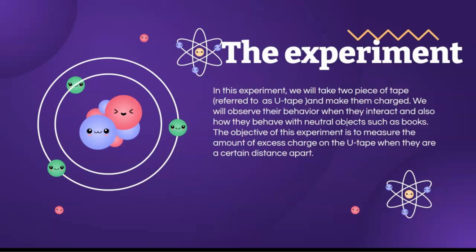We have two pieces of tape and we charge these two pieces of tape, and then we observe their behavior when they interact with other objects, when they interact with each other, and with neutral objects. Essentially, the objective of this experiment is to measure the amount of excess charge on the tape when they are a certain distance apart.